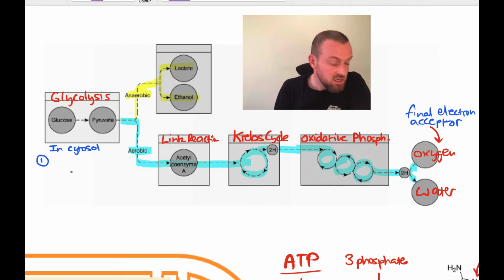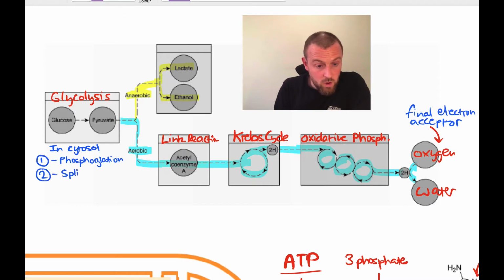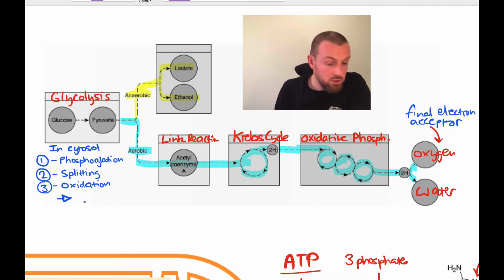The first phase is called phosphorylation, where glucose is phosphorylated. The second phase is splitting, which is where the phosphorylated glucose is split into some 3 carbon molecules. And then the third phase is oxidation. And it's in this final phase that we do get a bit of energy released. In this final phase of oxidation, we do get 2 ATP made.